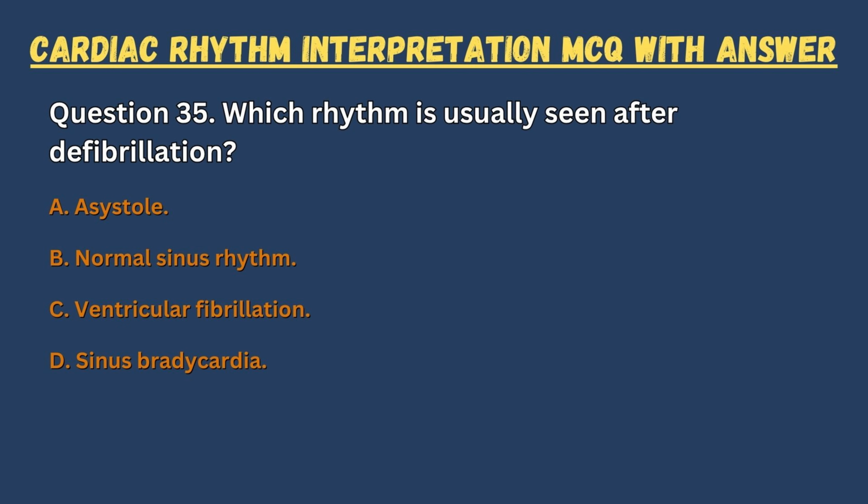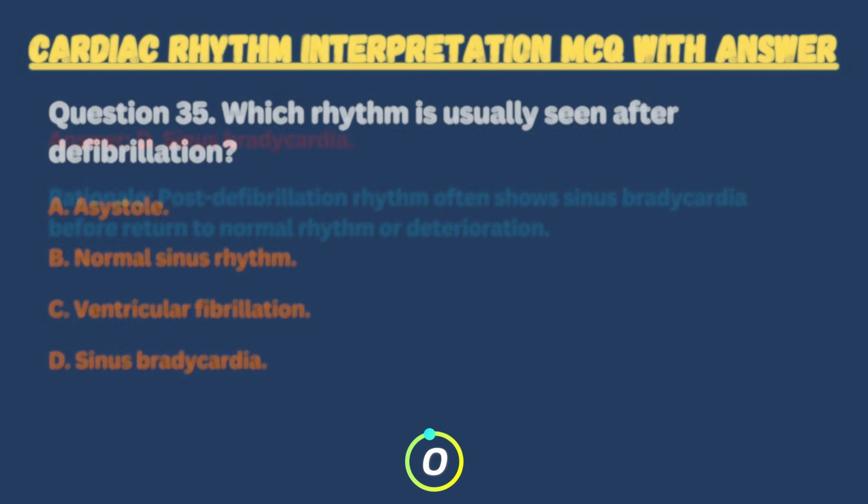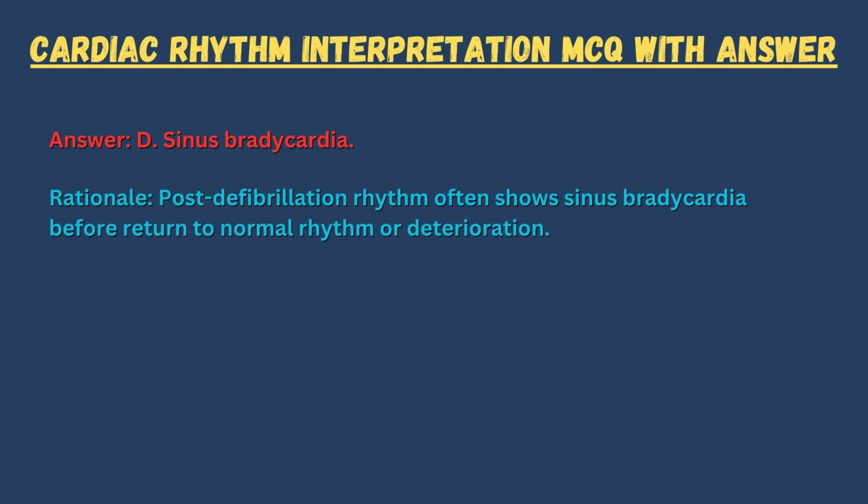Question 35. Which rhythm is usually seen after defibrillation? A. Asystole. B. Normal sinus rhythm. C. Ventricular fibrillation. D. Sinus bradycardia. Answer: D. Sinus bradycardia. Rationale: post-defibrillation rhythm often shows sinus bradycardia before return to normal rhythm or deterioration.